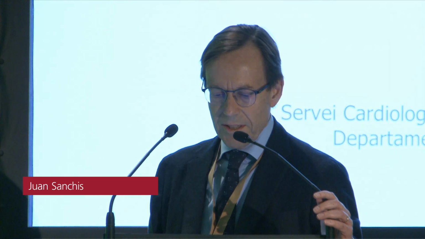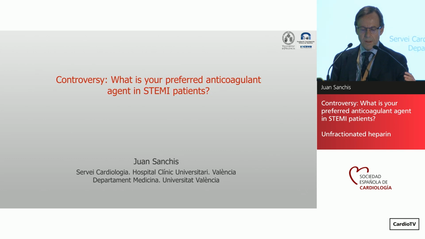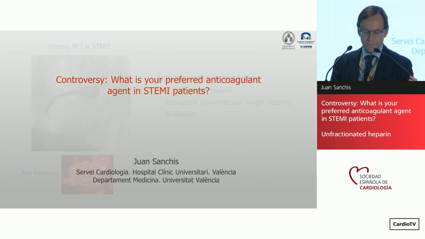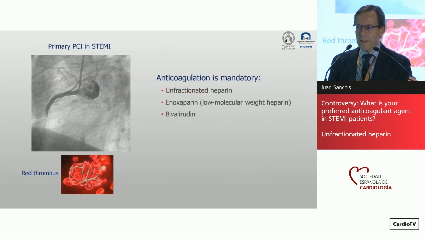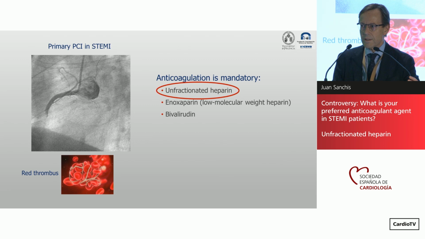Good afternoon, everyone. First of all, I would like to thank the organizers for having me at this important meeting. I'm going to start the first controversy about what is the best anticoagulant agent in STEMI patients. This is the scenario in primary PCI in STEMI, an occluded coronary artery by red thrombus, then anticoagulation is mandatory. We have three options: heparin, enoxaparin, and bivalirudin, and my choice is heparin.